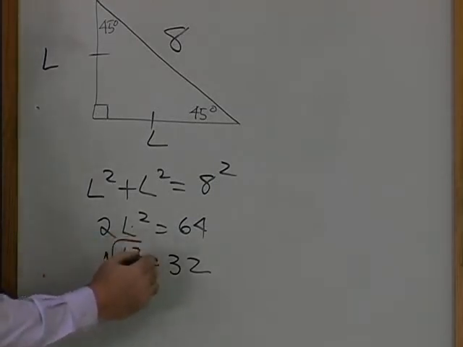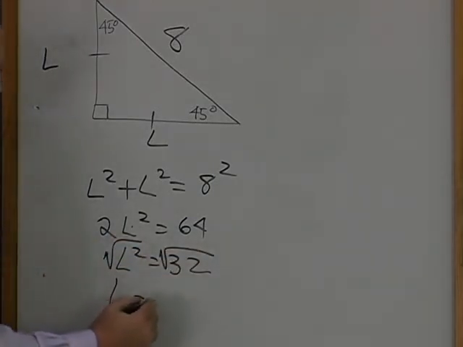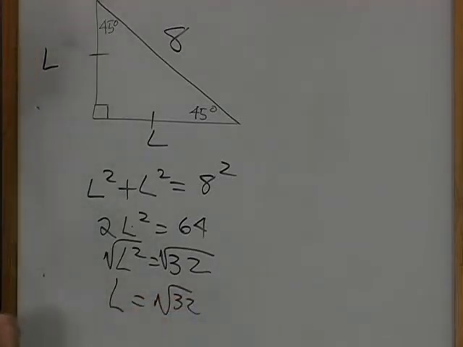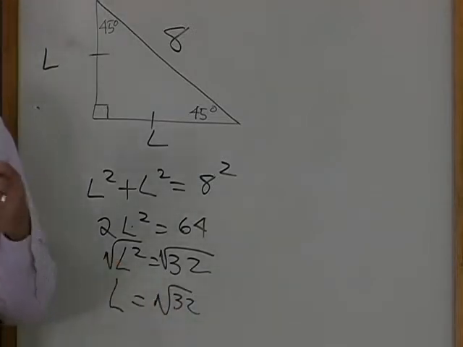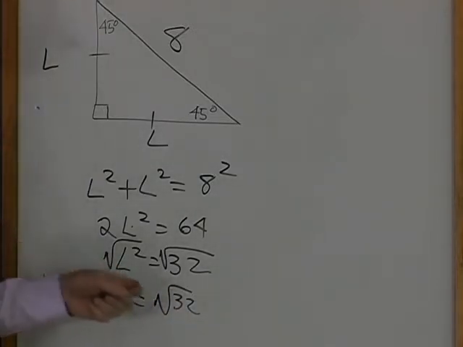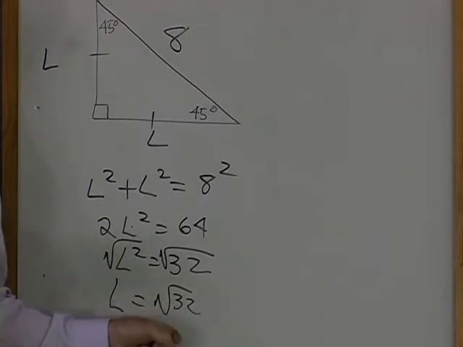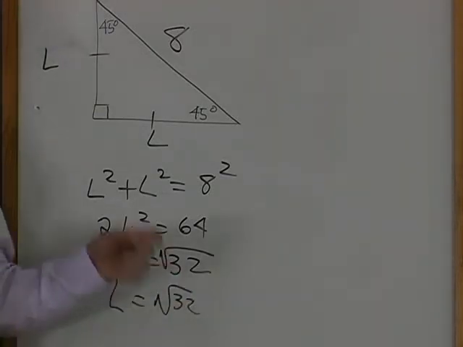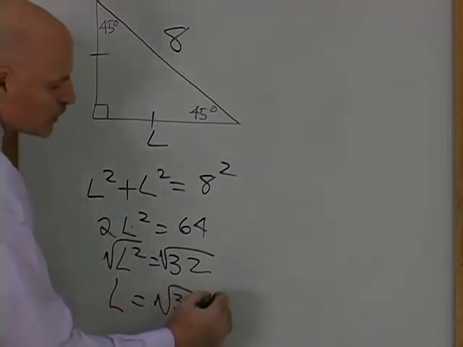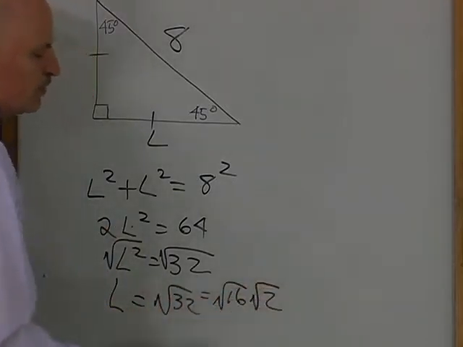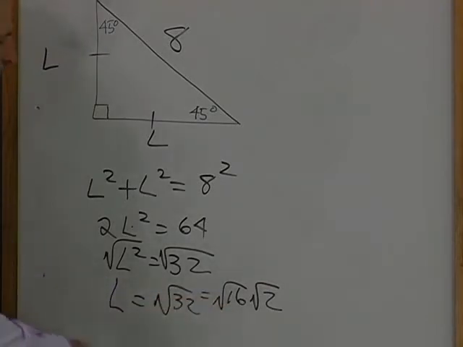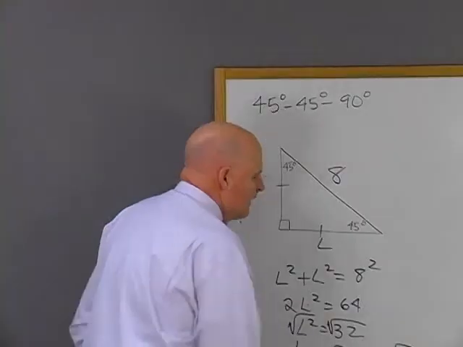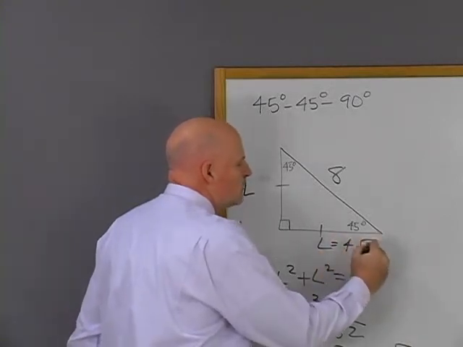Now I've got to take the square root of both sides to find L equals the square root of 32. What is the square root of 32? We've got to simplify. Is there a 4 in there? Yeah. Is there a 9 in there? No. Is there a 16 in there? Yeah. Is there 25? Too big. Okay, so let's stop with 16. So that's the square root of 16 times the square root of 2. And what's the square root of 16? 4. So it turns out our legs are 4 times the square root of 2.